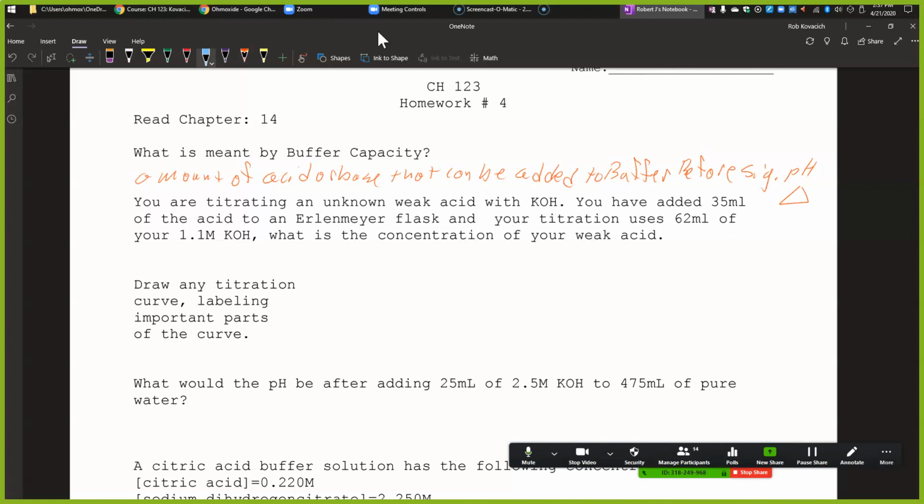One addition to this, do these have to be the same? Can a buffer buffer more on the base side than on the acid side? Is that possible? Depending on how you make it.